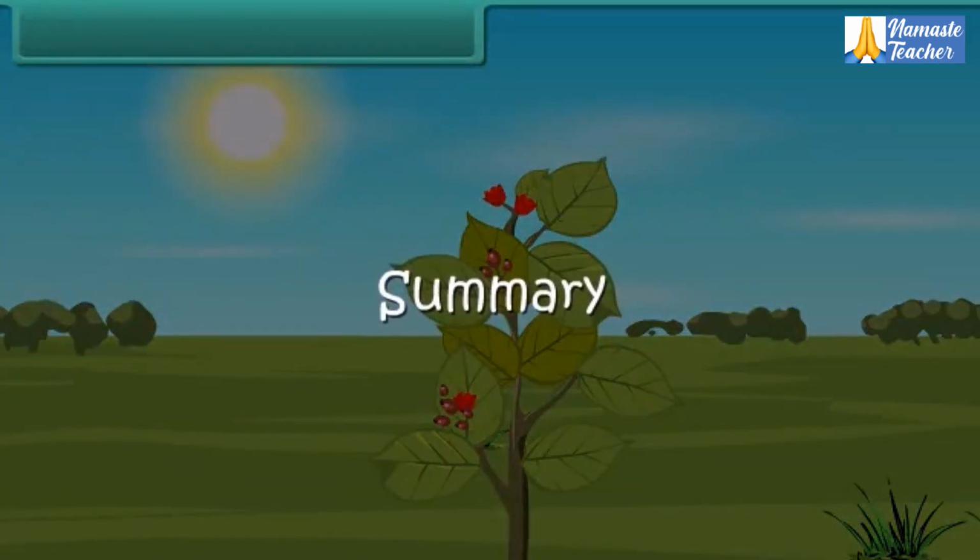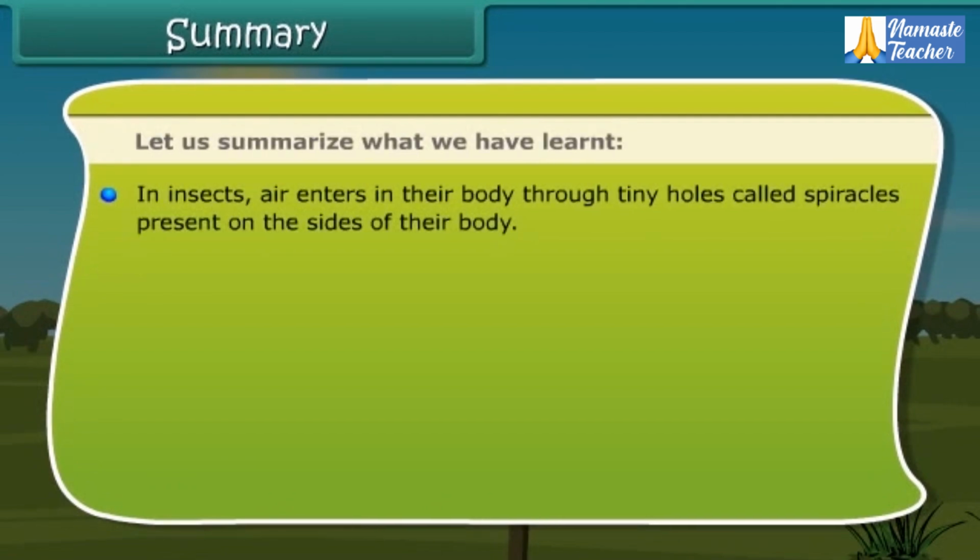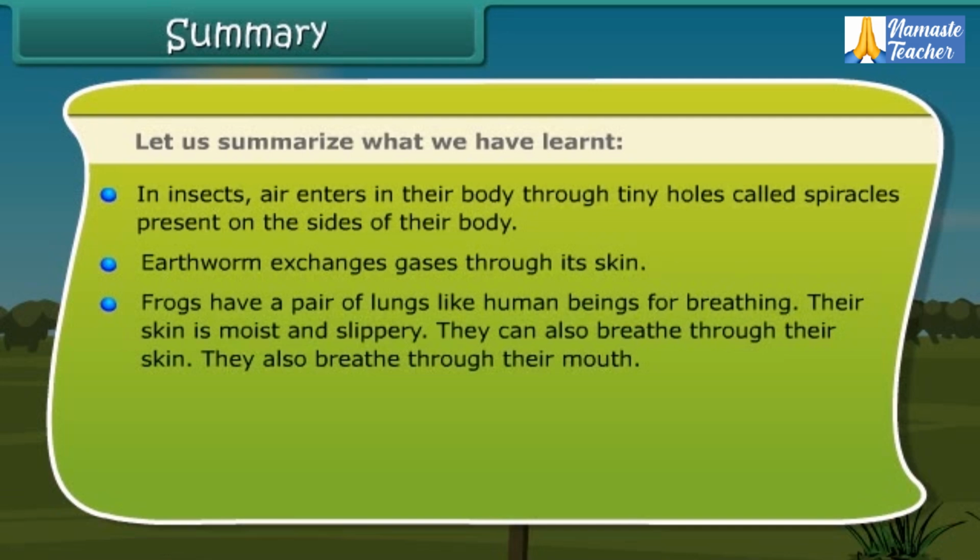Summary. Let us summarize what we have learned. In insects, air enters their body through tiny holes called spiracles present on the sides of their body. Earthworms exchange gas through their skin. Frogs have a pair of lungs like human beings for breathing. Their skin is moist and slippery. They can also breathe through their skin. They also breathe through their mouth.